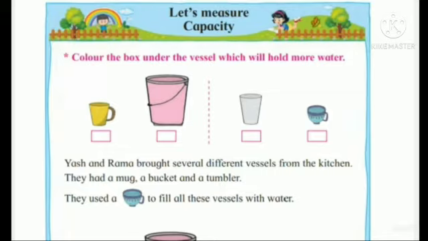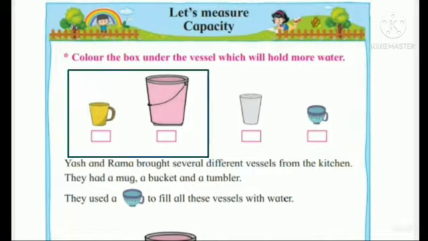Now let's measure capacity. Color the box under the vessel which will hold more water. Now over here vessels are given and we have to color the vessel which will hold the more water. So let's see the first picture. Now tell me which one will hold the more water? Yes, bucket. Bucket will hold the most water. So we will color the box of the bucket.